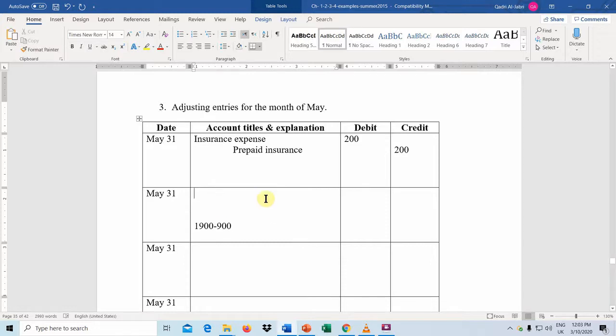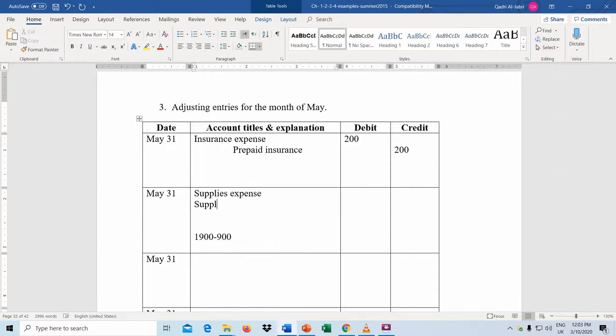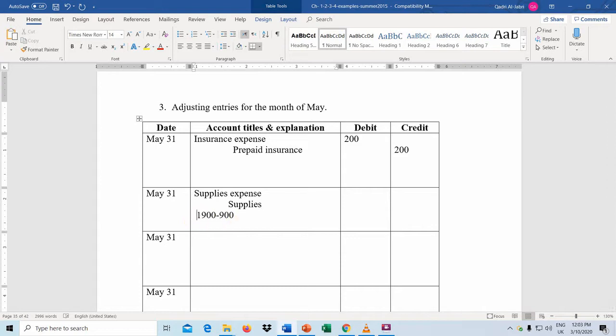So I will debit supplies expense and credit supplies by 1,000. This is just to show you how we get the 1,000, which is 1,900 minus the 900, the unused balance. So we have a debit for 1,000 and the credit for 1,000. We got this simply by deducting from the supplies 1,900 the 900, the unused balance at the end of the period.